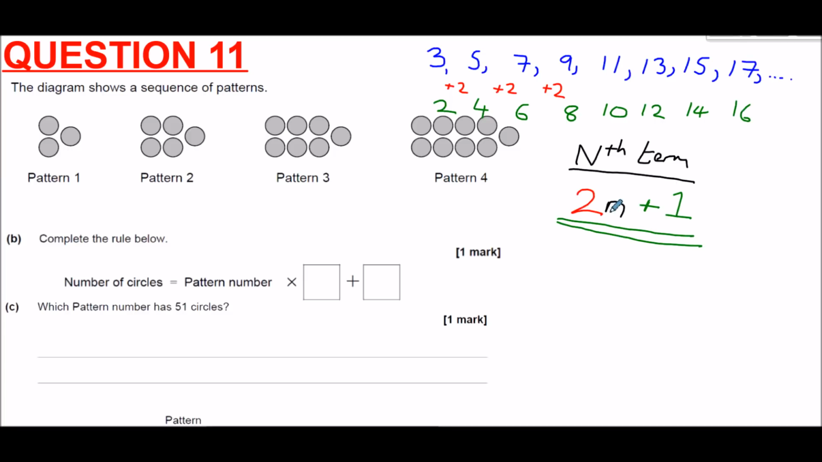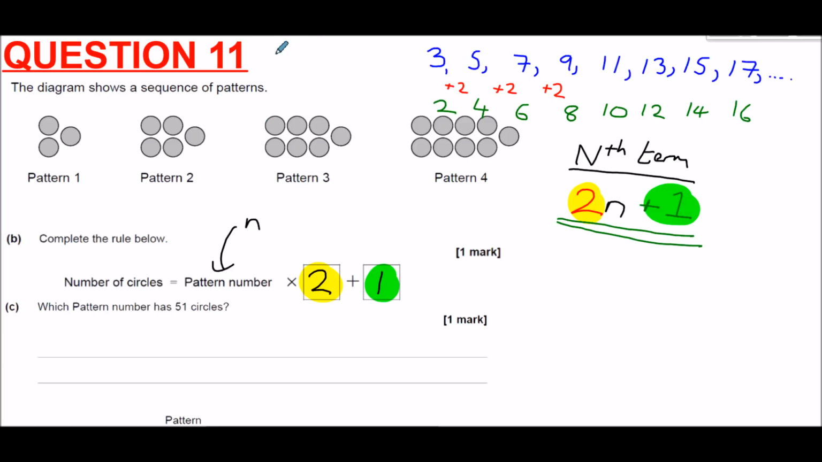It's 2n plus 1. In terms of part B, the number of circles is the pattern number, which is n, I've called it, multiplied by 2, and plus 1. So that links to the nth term, because the number in front of the n was 2, hence the 2 there, plus an extra 1 on top, which is why I've put the plus 1 afterwards in here.